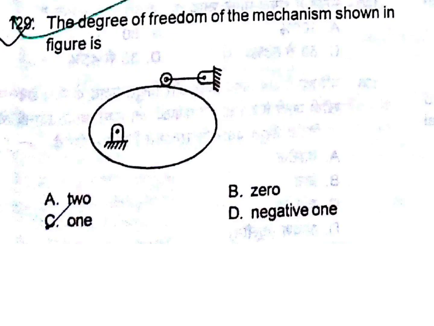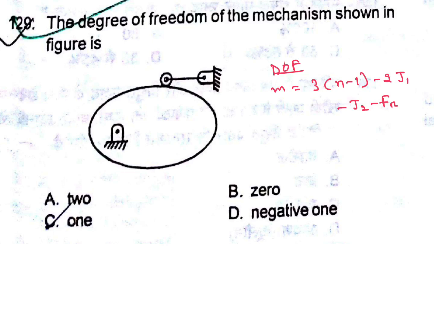The degree of freedom of the mechanism shown in the figure we have to calculate. Degree of freedom or mobility M equal to 3 into n minus 1, minus 2 into J1, minus J2, minus Fr. N is the number of links, J1 is the number of lower pairs, J2 is the number of higher pairs, and Fr is redundant links.